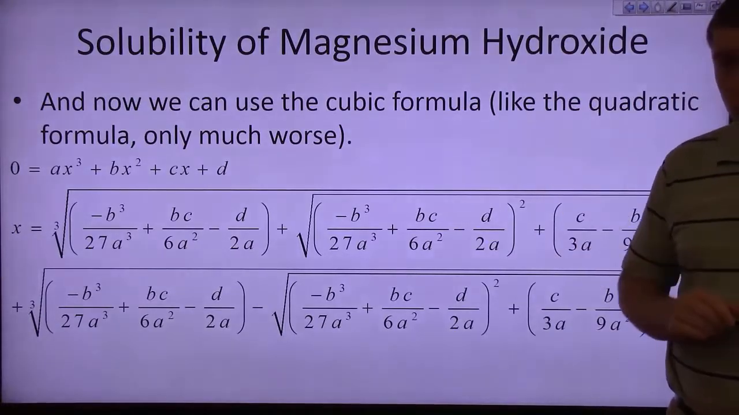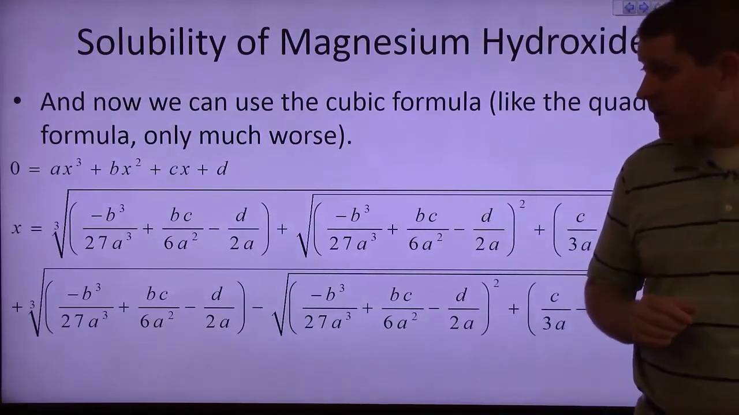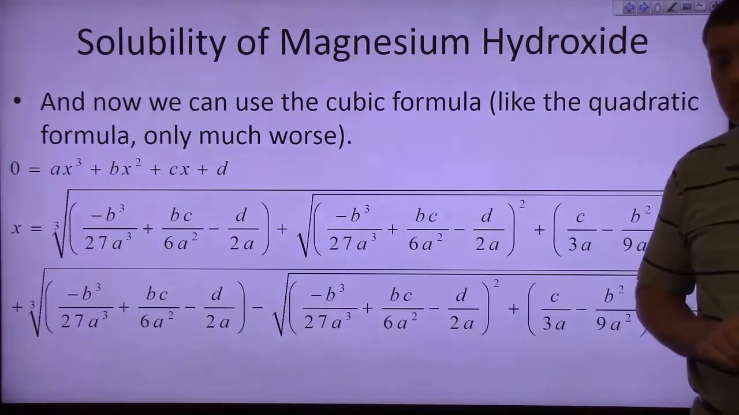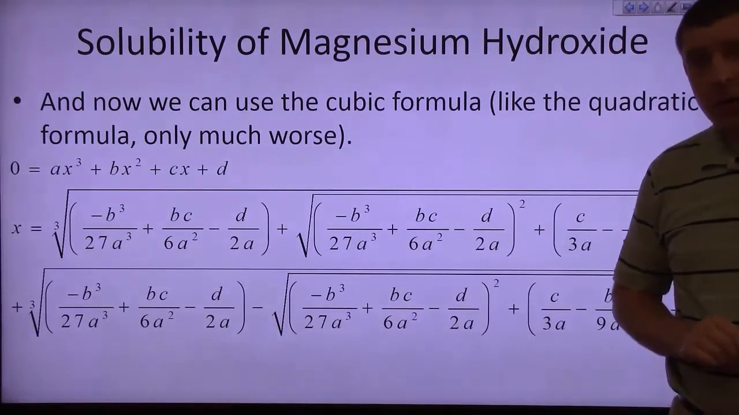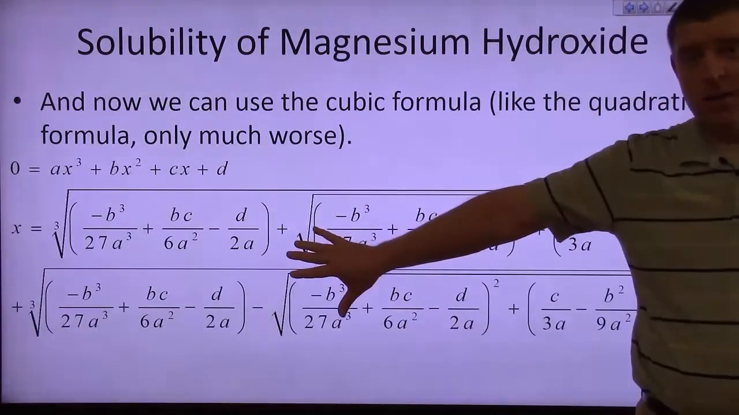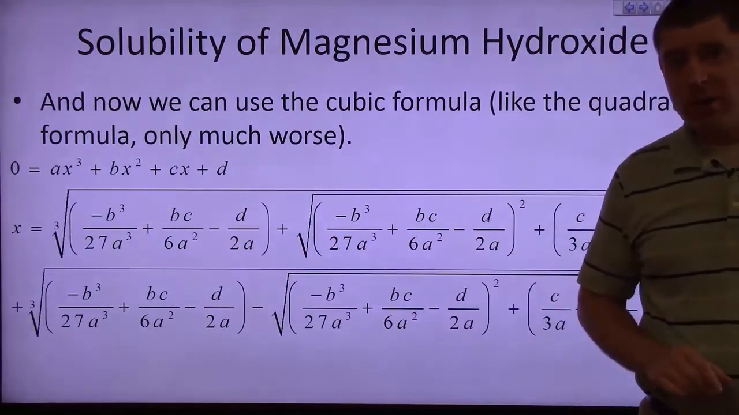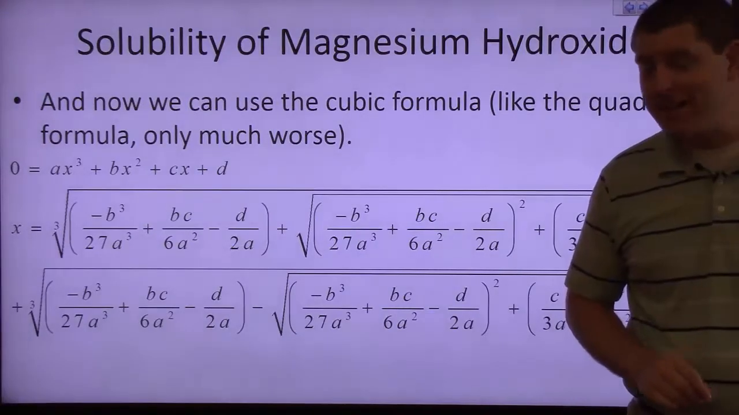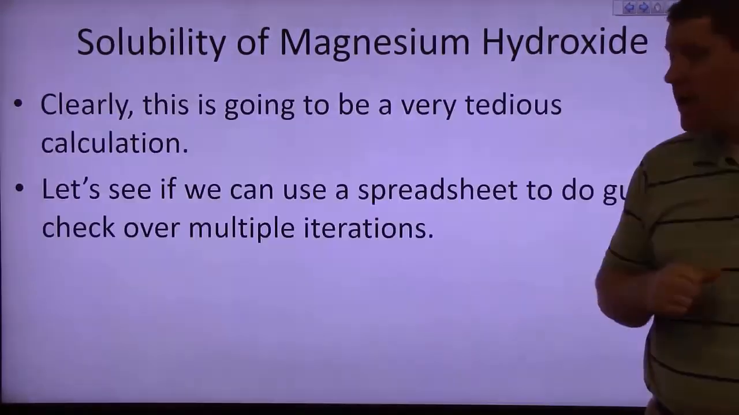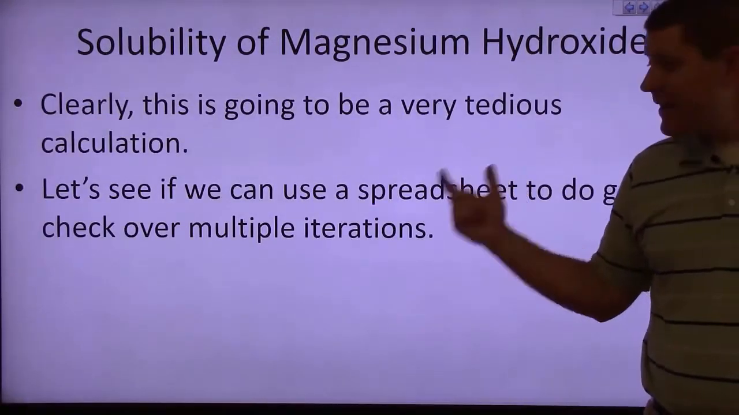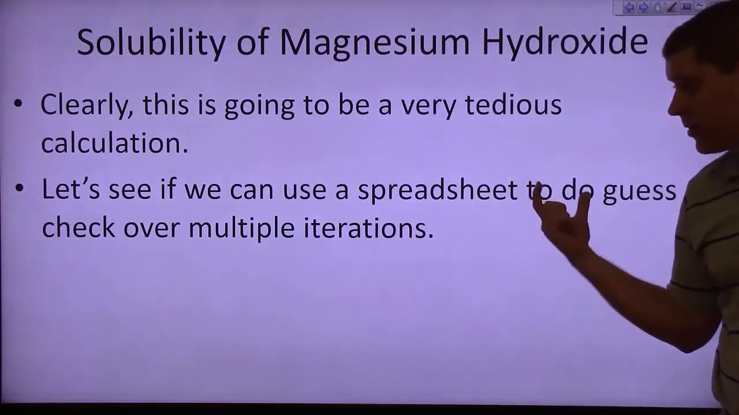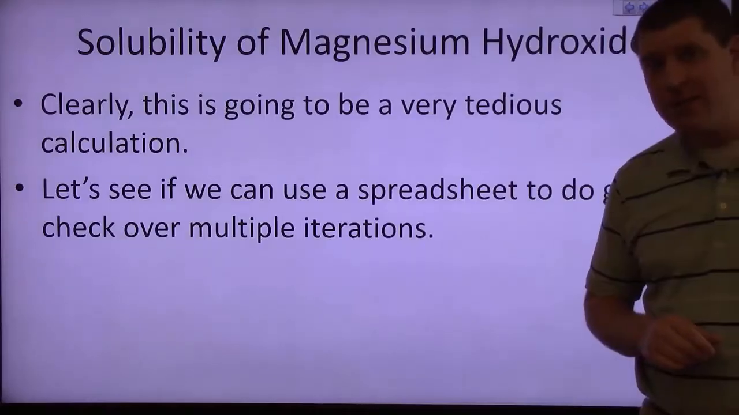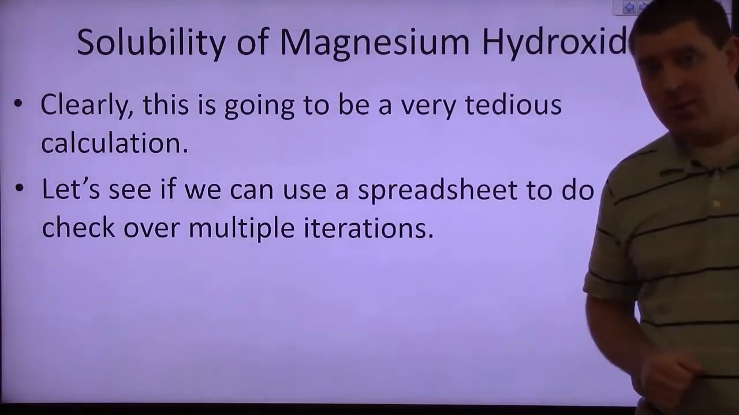Only it's much, much worse than the quadratic formula. This whole two-line formula here is the cubic formula. So we could, in principle, solve using this cubic formula. But that's going to be awfully hard. It's just going to be really, really tedious to type this into our calculator. Because this is going to be really tedious, let's see if we can use a spreadsheet to do guess and check over multiple iterations. That's probably going to be easier and less time consuming than using the cubic formula.